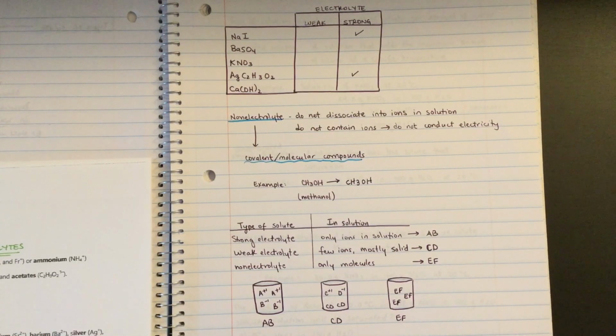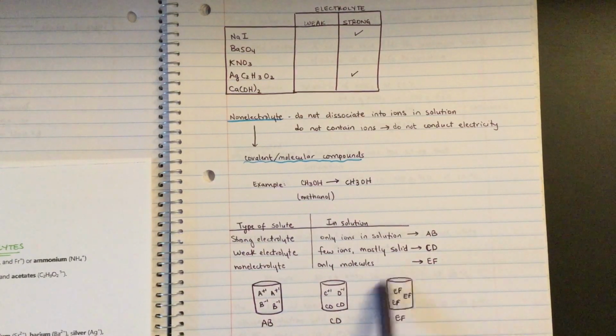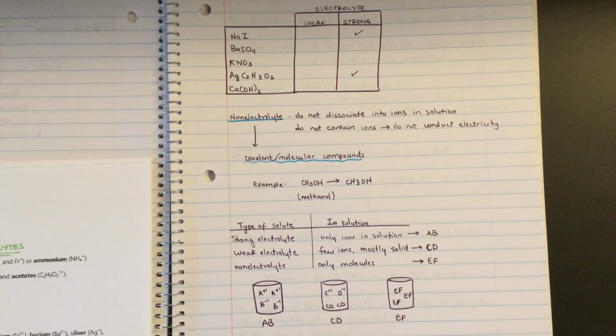And then the last one should represent a non-electrolyte because you have in solution only the molecule EF. You cannot see any ions in solution, so that's a generic representation of what you should have if you dissolve this non-electrolyte in water. You should have your molecules dissolved. You don't get to see the molecules, but there are no ions in solution.